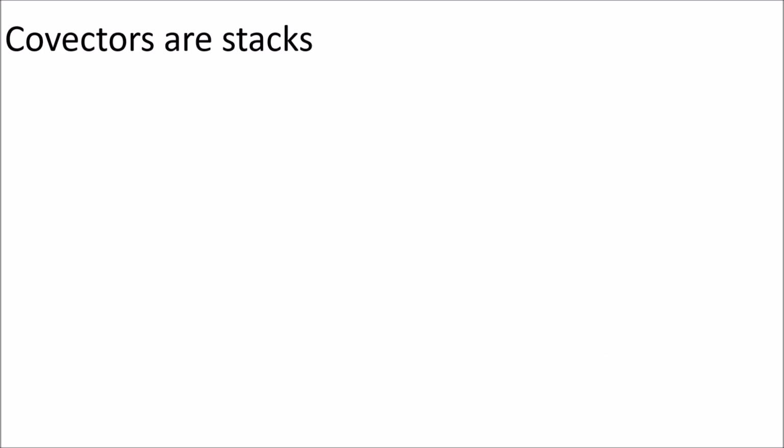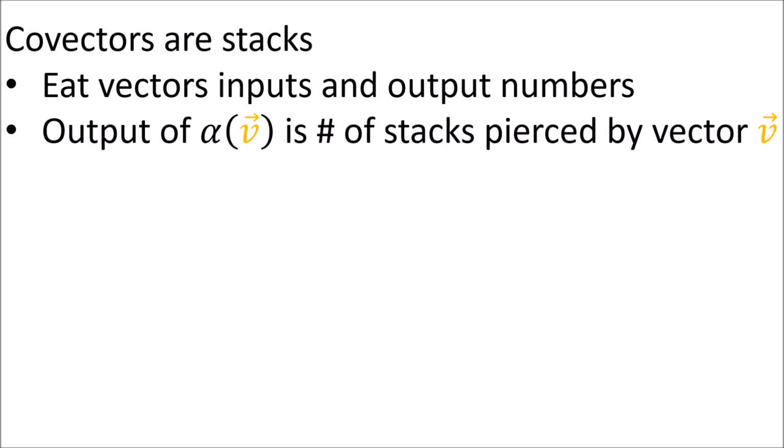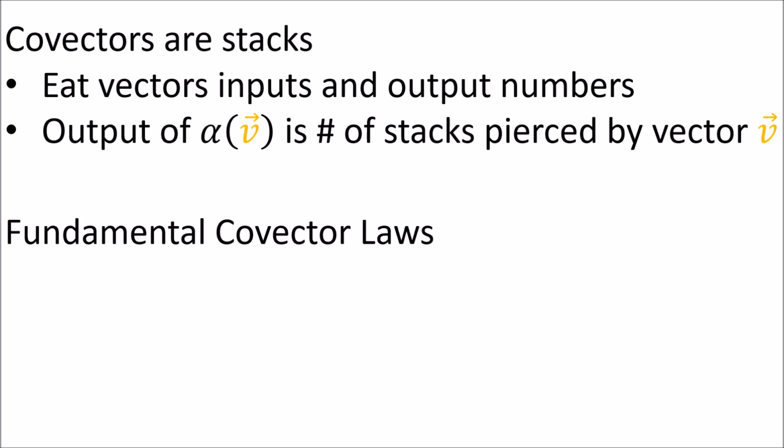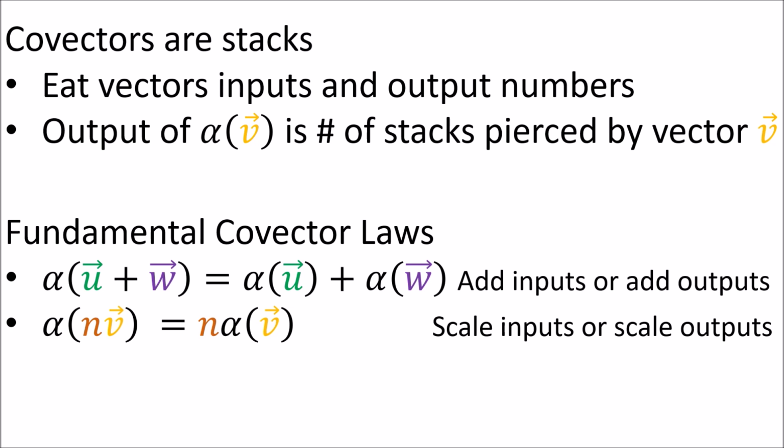So to summarize covectors from a pure mathematics point of view, covectors are like stacks. They eat vector inputs and output numbers. The output of alpha of v is the number of stacks pierced by the vector v. And the two fundamental covector laws tell us that we can either add inputs or add outputs and get the same result, and we can scale inputs or scale outputs and get the same result.